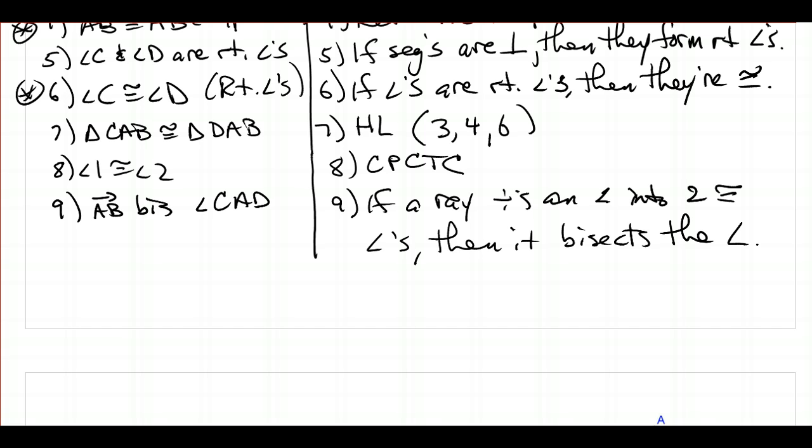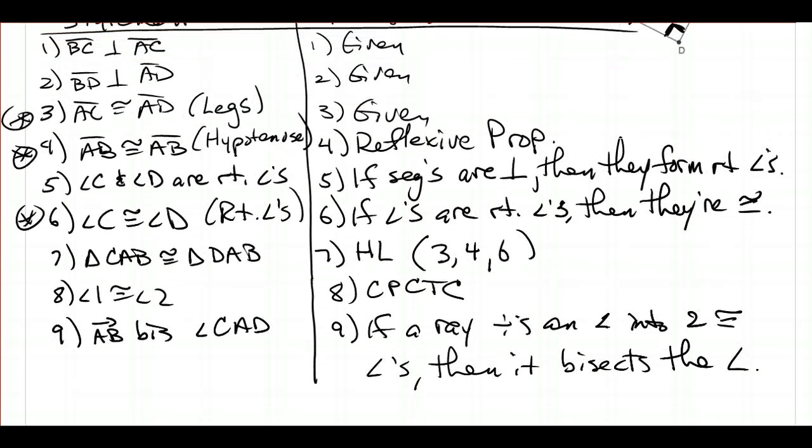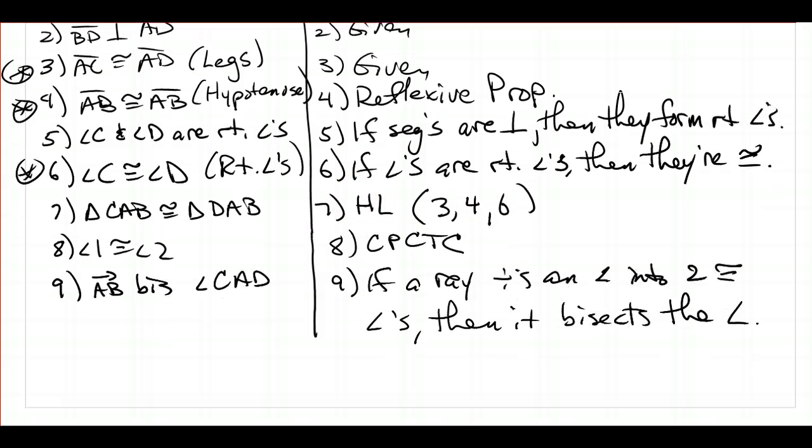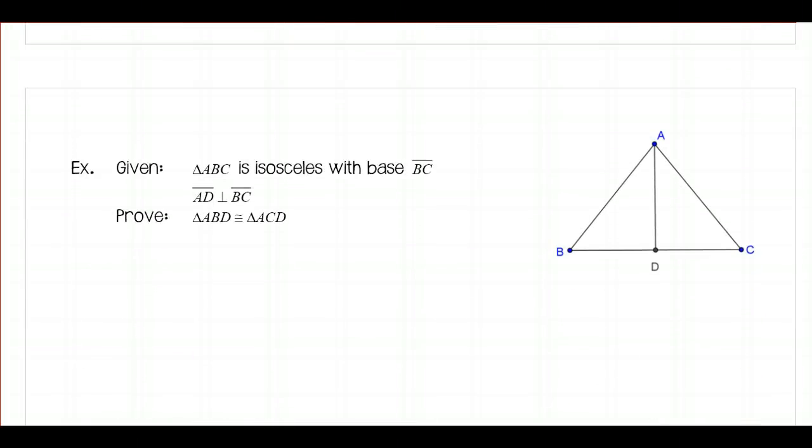Alright, so there's example 1. Again, we still have these 3 pieces of information here, even though it's only 2 letters here at hypotenuse leg. We still need to get those right angles congruent. Alright, moving on to the next example.